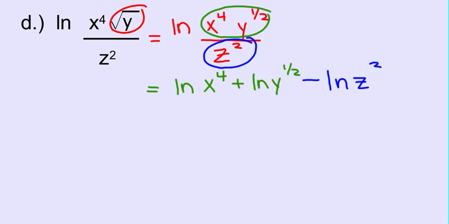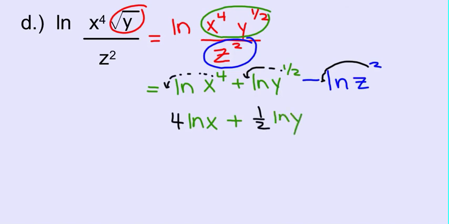Now each of these logarithms have exponents, so I can bring this 4 down in front, I can bring this 1/2 down in front, I can bring this 2 down in front. So I would get 4 natural log of x plus 1/2 natural log of y, and then minus 2 natural log of z.